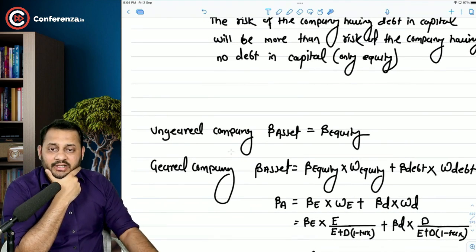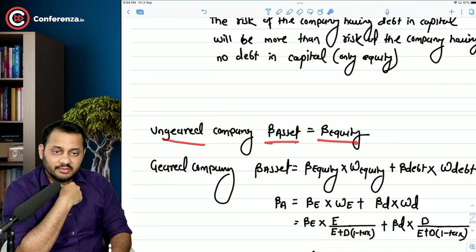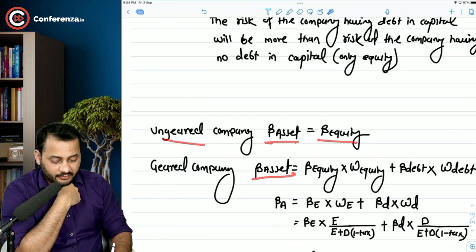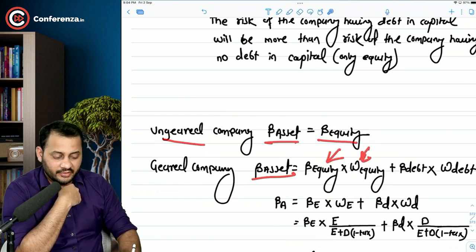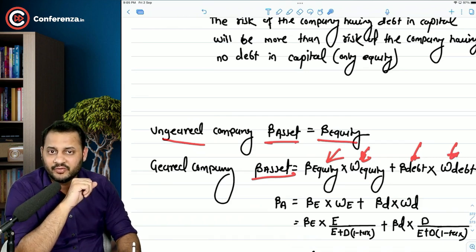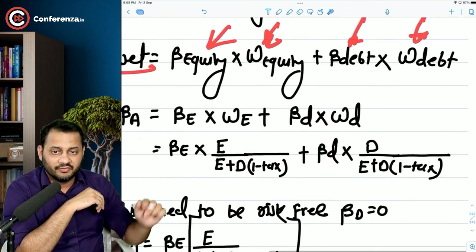We discussed that in an ungeared company, the beta of the asset and the beta of the equity will be the same. But in the case of a geared company, the beta of the asset will be the beta of equity times the weight of equity plus the beta of debt times the weight of debt. So this will be a weighted average of equity and debt beta. And how to calculate the weight now?